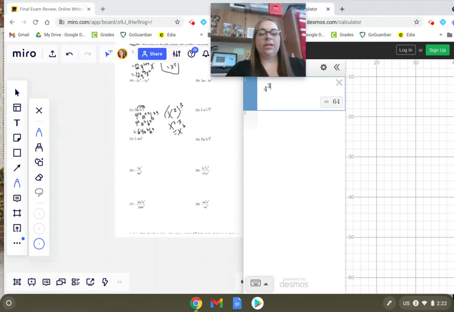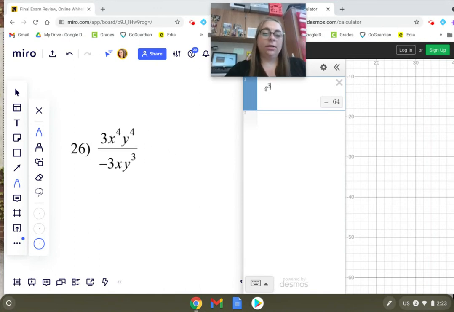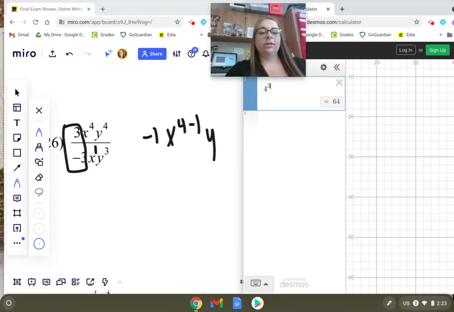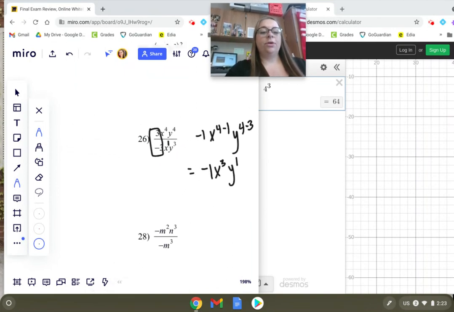All right, and the last thing we're talking about is quotient rule. And that's when we subtract. So if I'm looking at 26, if I'm looking at my numbers, 3 divided by -3 gets me -1. My x's, I'm going 4 minus 1. And for my y's, 4 minus 3. My final answer, -1, x to the third, y to the first. So again, anytime you're dividing, so let's say we have x to the fifth over x squared, just subtract those, giving us x to the third.